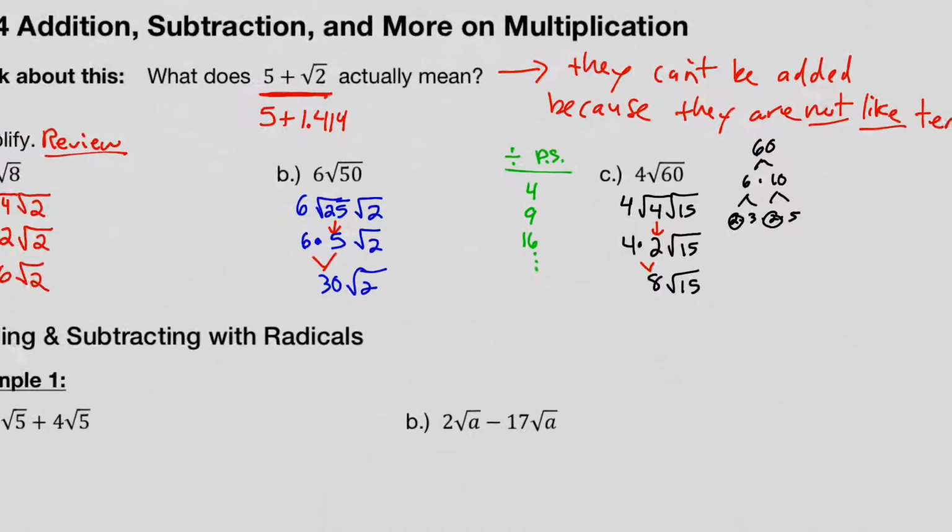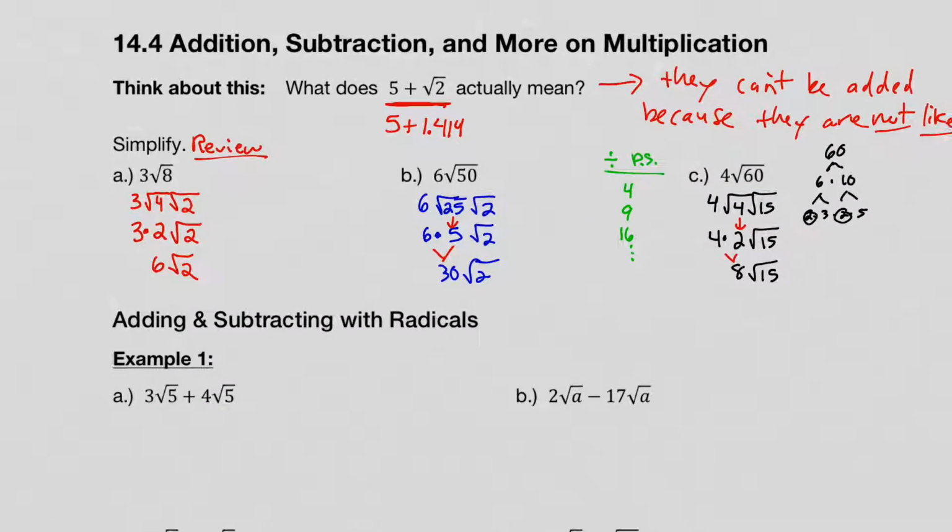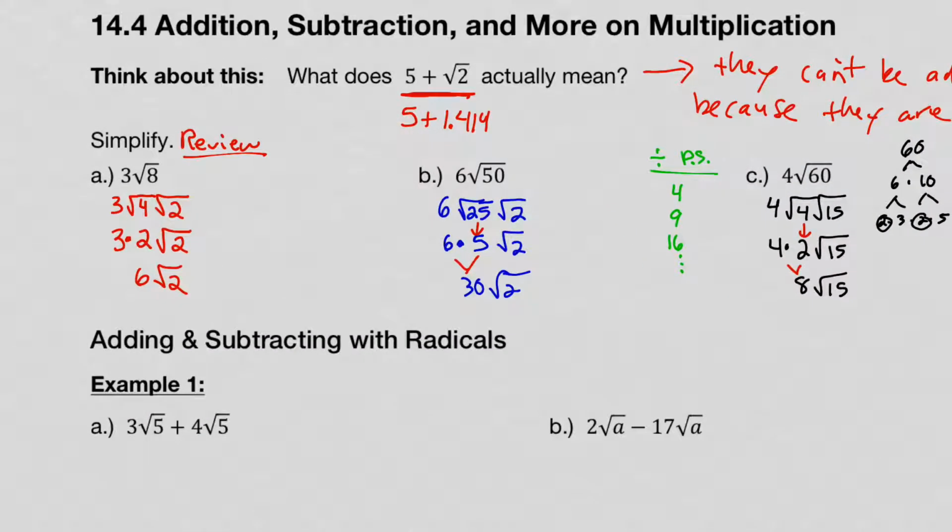Okay, now let's step back and look at the big picture here. And as you can see, we simplified 3 different radicals, but if you look at the results, only 2 are like.